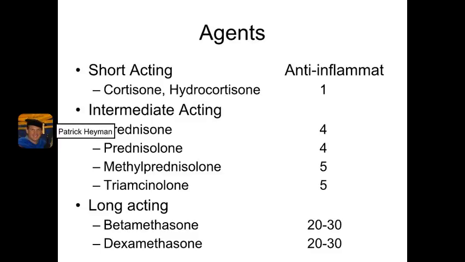Next, we have what are called the intermediate acting, and these are going to have an anti-inflammatory power of 4 to 5 times the amount of action that cortisol has. So they're 4 to 5 times more potent than cortisol. They produce a much higher level of inflammation suppression. The two most common are going to be prednisone and methylprednisolone. Prednisone is the most common oral steroid. Methylprednisolone comes in both oral forms and IV forms.